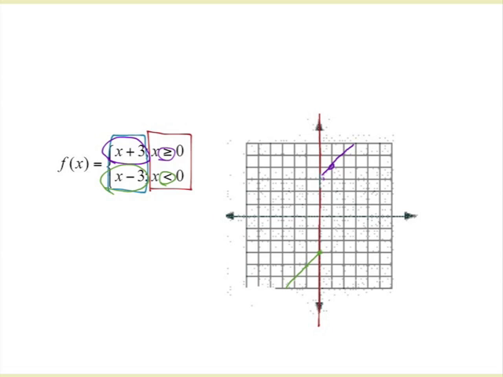Because these did not come together, we need to worry about their endpoints. If they perfectly meet up, then they don't have an endpoint. But here we have some endpoints. The purple one had an equal to bar, so it's going to need a closed circle. And the green one did not have an equal to bar, so it will need an open circle.